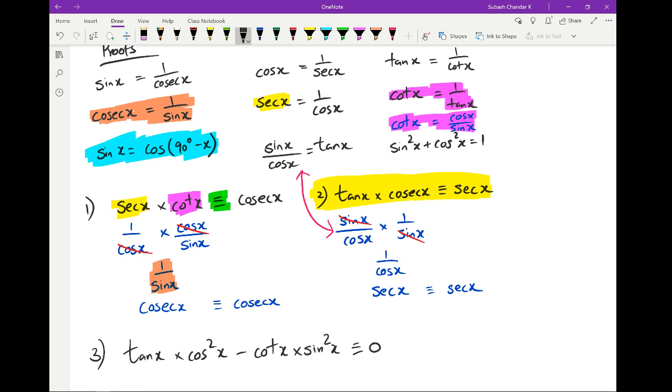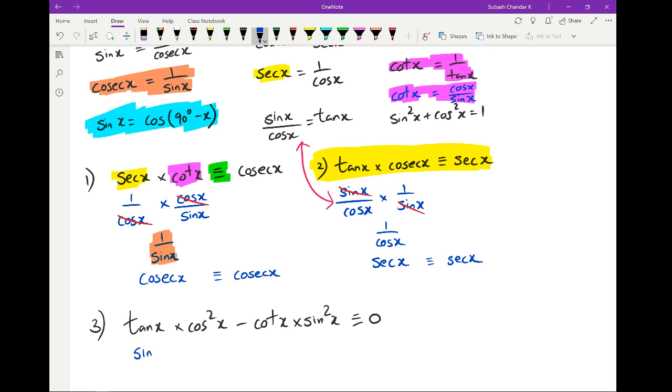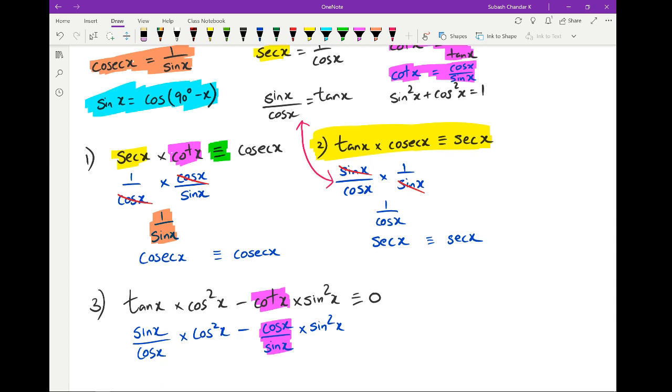So if you look at it, tan x is actually sine over cos. So I'm going to write this as sine x over cos x times cos squared x minus cot x. I can write that as cos x over sine x. That's colored in pink. And this is all multiplied by sine squared x. Not going to worry about that equal to 0 part.